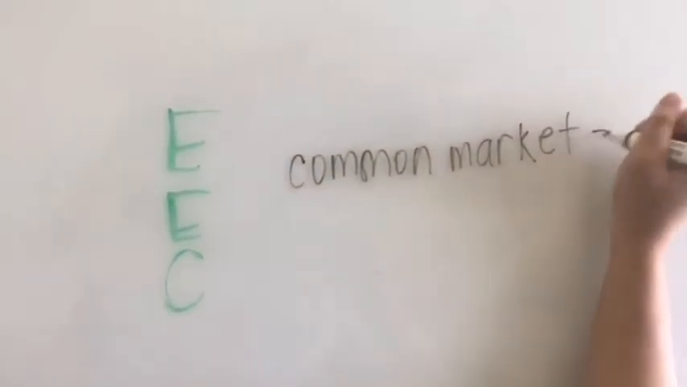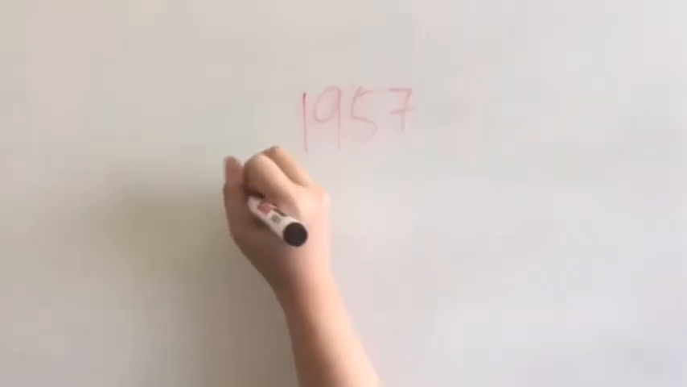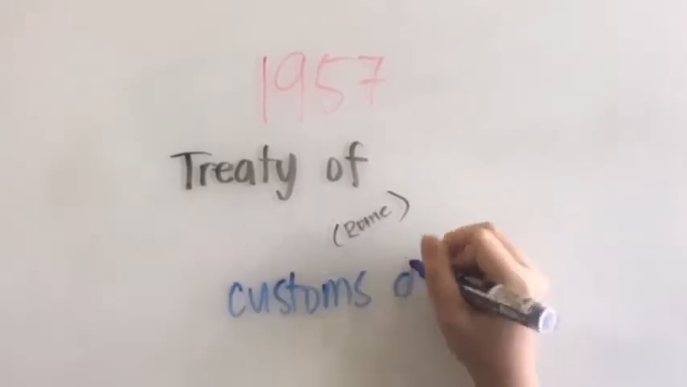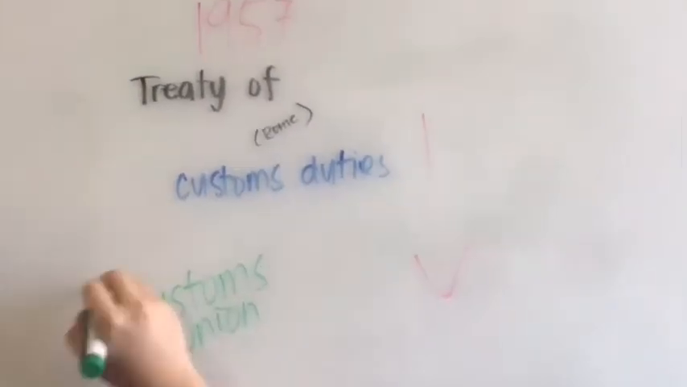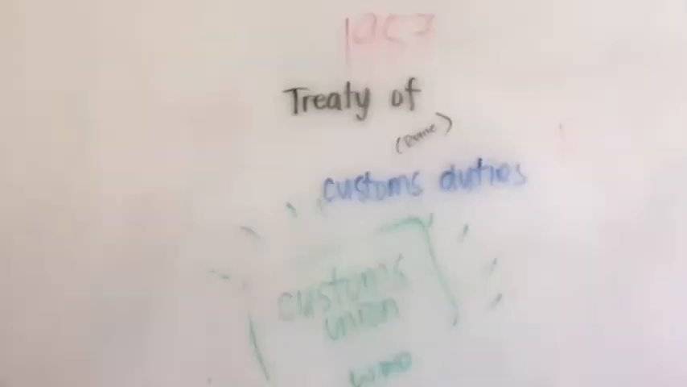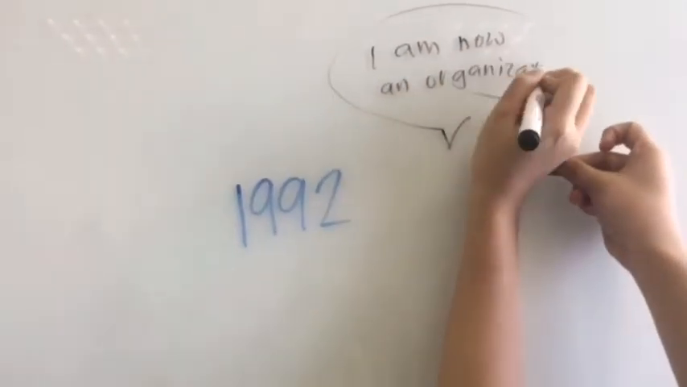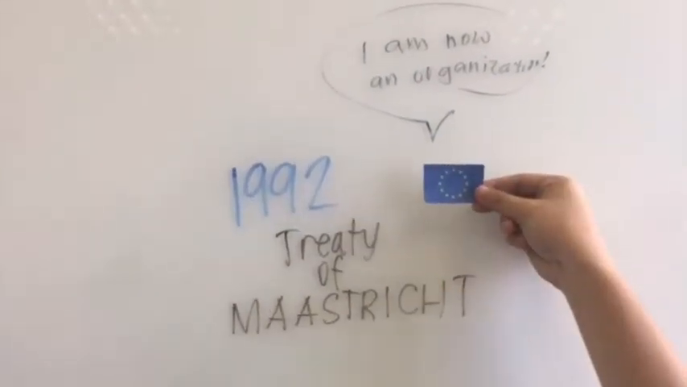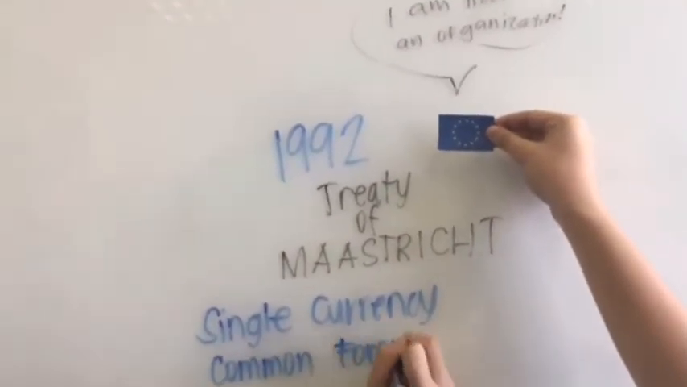It then evolved into the European Economic Community in 1957, where the common market expanded to more goods. It was established through the 1957 Treaty of Rome, where customs duties were reduced and the customs union was established. And finally, in 1992, the EU was formally established through the Treaty of Maastricht, where the single currency was proposed, as well as common foreign and security policies for all members of the Union.